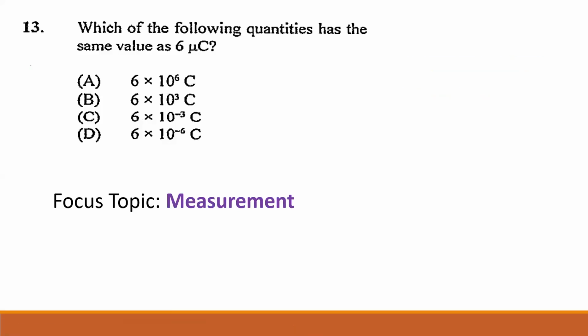Number 13, which of the following quantities has the same value as 6 microcoulombs? This symbol here means micro, and that is 10 to the minus 6. And so your answer should be D.